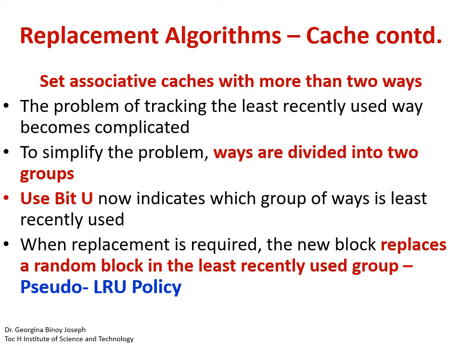In the previous case, in two-way set associative, the new block replaces the block in the least recently used way. Now here we don't have a least recently used way. We have a least recently used group of ways. So when a replacement is required, the new block replaces a random block in the least recently used group of ways. So this is not really an LRU policy. This is called a pseudo LRU policy.